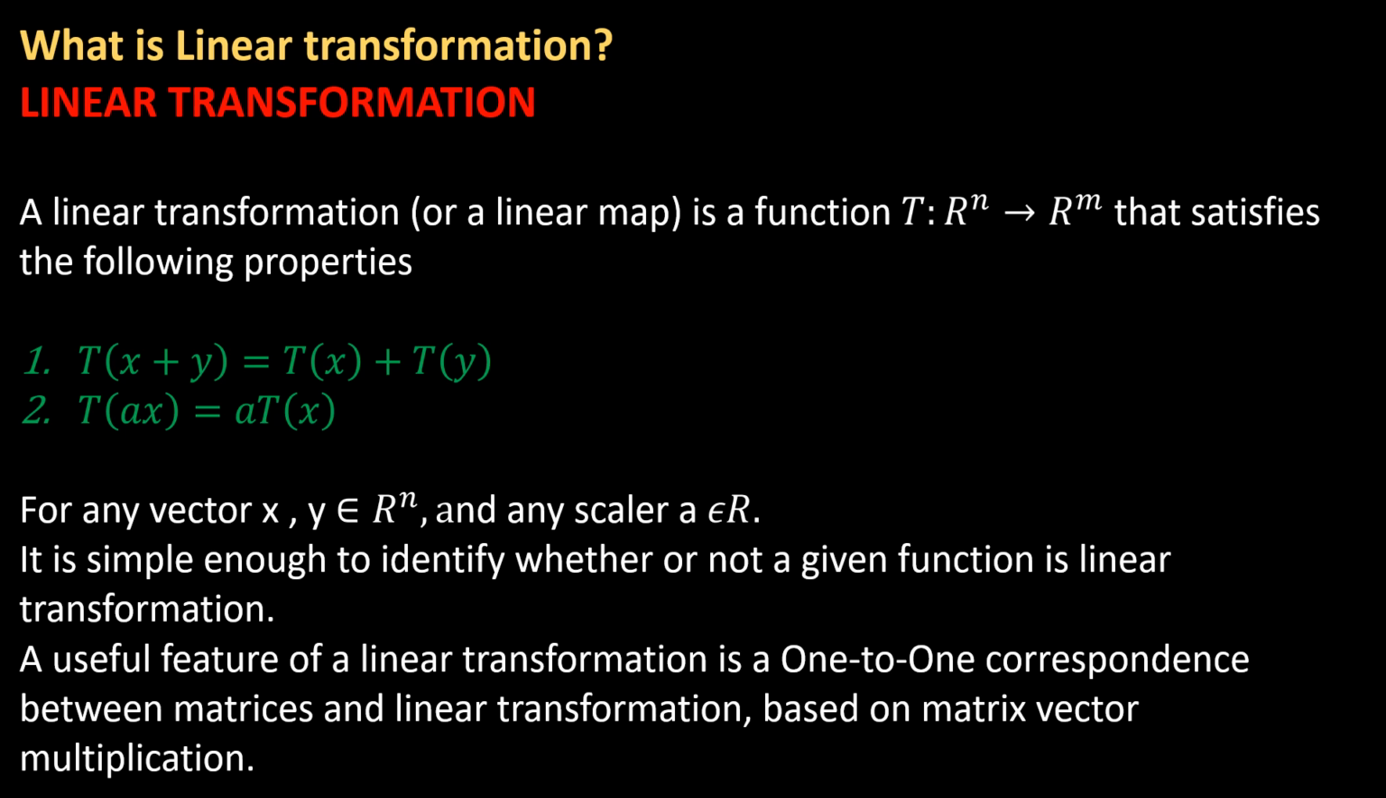Now for any vectors x, y belonging to Rn and any scalar a belonging to R, it is simple enough to identify whether or not the given function is a linear transformation. Another useful feature of a linear transformation is a one-to-one correspondence. We have to check whether a transformation is linear or not. If it is one-one and onto, then it is a linear transformation between matrices, and a linear transformation based on matrix-vector multiplication.